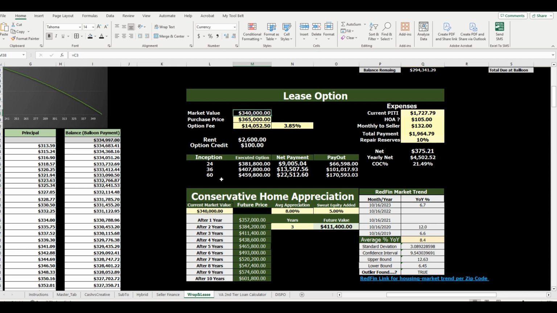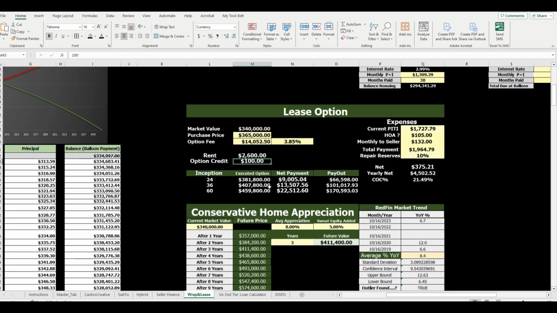And so when we are executing these options to buy that the retail buyer can execute, depending on the executed option, whether it's a 2-year option, whether it's a 3-year option, or a 5-year option, it's going to affect the option price. So for example, the 2-year option, we're estimating that the property value is going to be $384, but with the option credit of $100, the executed option is going to be $381. And so this would be the amount of money that would be either cash or conventional loan, and they would be paying you, the investor, a $381 executed option price on year number 2.